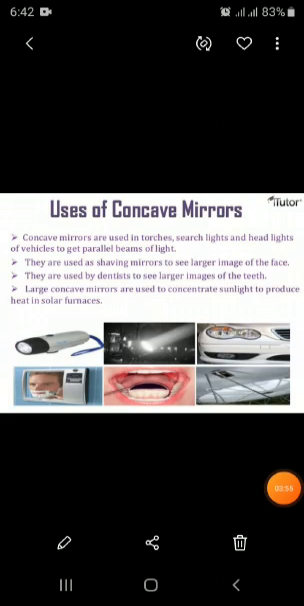So we have some uses of the concave mirror. Concave mirrors are used in torches, searchlights, and headlights of vehicles to get a parallel beam of light, and they are also used as shaving mirrors to see a larger image of the face. They are also used by the dentist to see larger images of the teeth, and large concave mirrors are also used to concentrate sunlight to produce heat in solar furnaces. So these are the uses of the concave mirror.